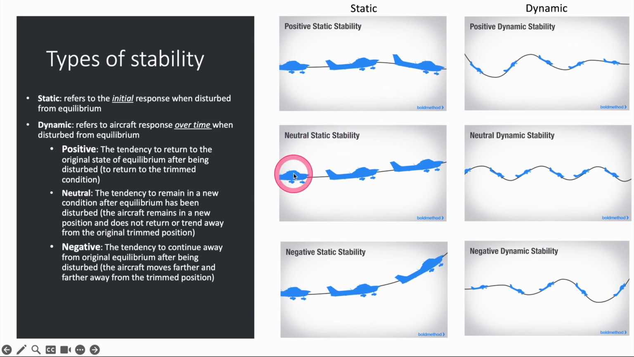Neutral static stability is that it wants to continue in that disturbed state, so it's going to continue pitching up in the same path. And negative stability is that it pitches up and increases to get worse. So the instability increases.